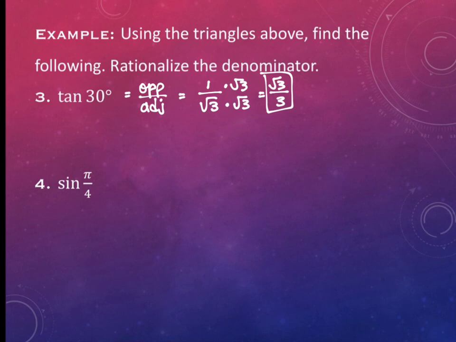Now, it's probably worth mentioning that if you put this in your calculator, it will not spit back out at you square root 3 over 3. It'll give you a decimal approximation. That's not necessarily a bad thing, but it's not going to give you the square root 3 over 3 value. You will not have the exact answer. You'll have an approximation. Pi over 4.